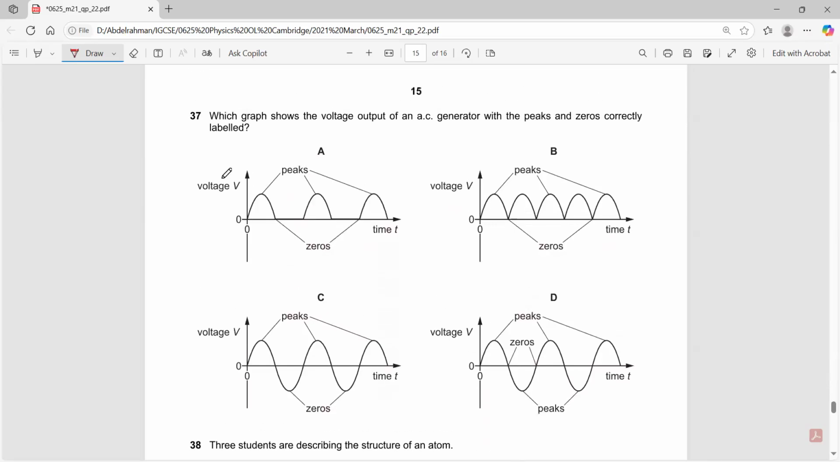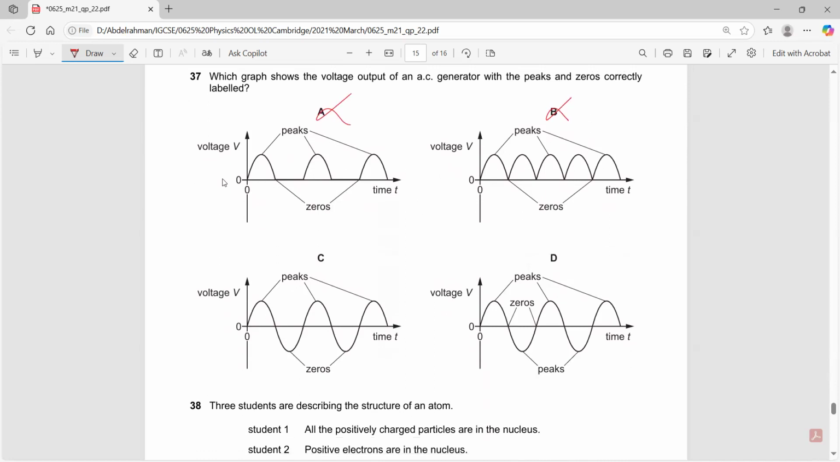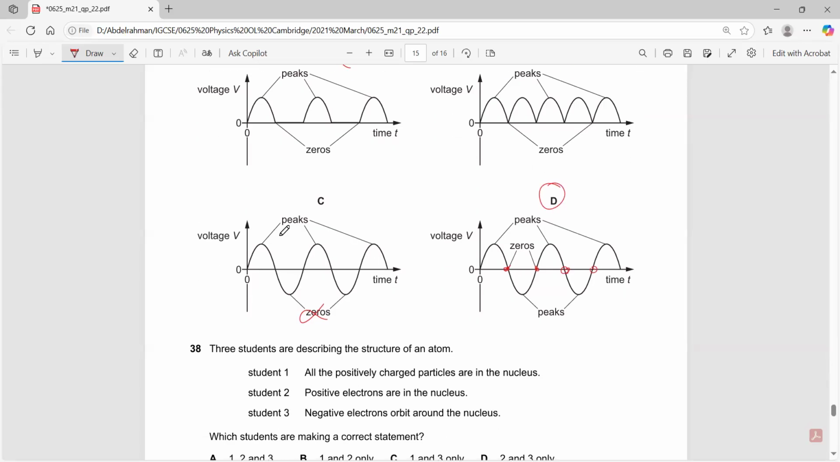Which graph shows the voltage of an AC generator with peaks and zeros correctly? So A and B are wrong. C or D? Which of these are the peaks and which of these are the zeros? Peaks in C are correct. Are the zeros correct in C? No, this is not a zero. This is actually a peak, but in the opposite direction. The zeros would be literally on the zero axis, or on the x-axis. So it is D.